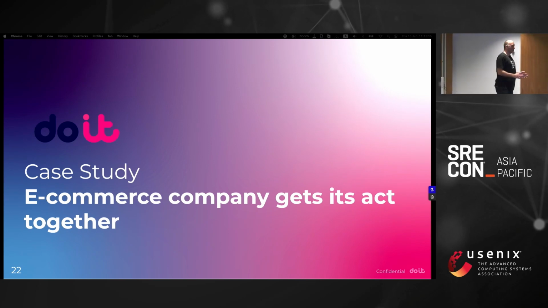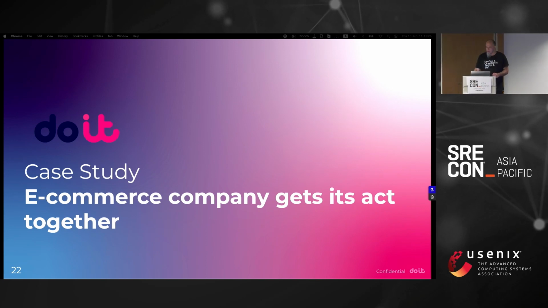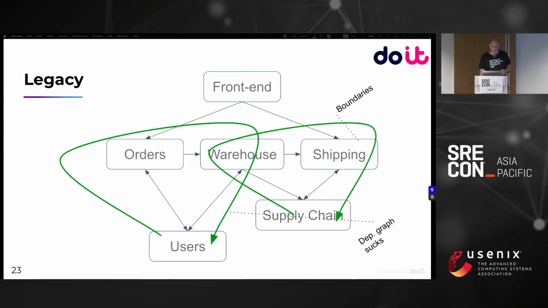We'll focus on a case study for the rest of the lecture. This is a more detailed case study of an e-commerce company that got its act together. And we'll use this for our examples. So we have a front-end PHP web application calling out to Java Spring Boot microservices. And there are typical units here in the system.